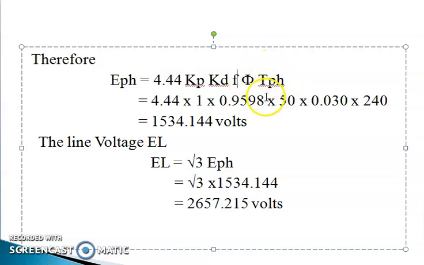Then T you need to calculate. How do you calculate T? To calculate T, you need to calculate Z, the total number of conductors. How do you calculate the total number of conductors? They will give the number of slots and how many conductors there are in one slot. By multiplying that, you will get the total Z. By calculating Z, you can calculate T.